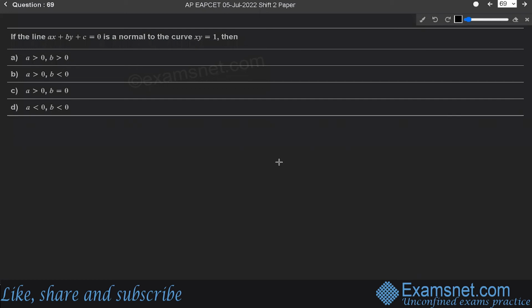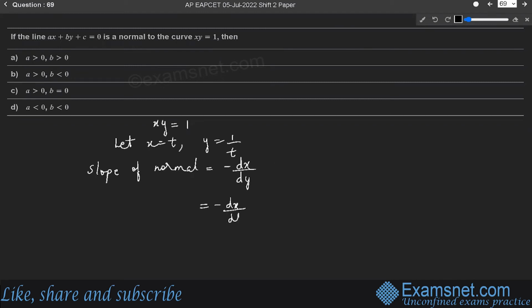Next question is, if the line ax plus by plus c is equal to 0 is a normal to the curve xy is equal to 1, then we have a curve xy is equal to 1. So let x is equal to t and let y is equal to 1 by t. Therefore, slope of the normal will be equal to minus of dx upon dy. Differentiating this, it becomes minus of dx upon dt divided by dy upon dt.